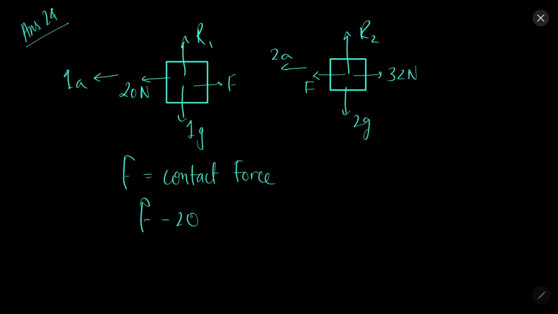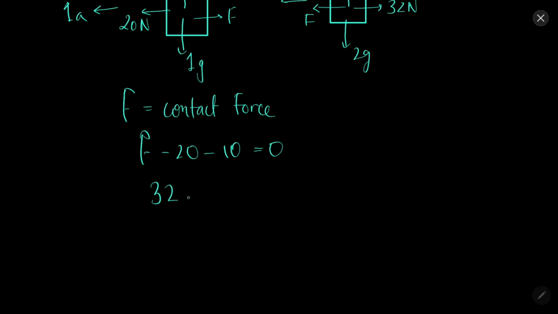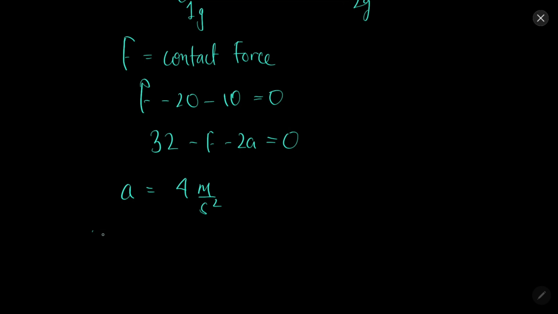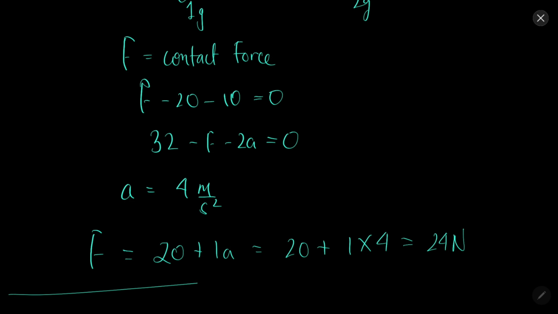So F minus 20 minus 1a equals 0. 32 minus F minus 2a equals 0. From these two equations you can find a will be 12 by 3, or 4 meters per second squared. So contact force F equals 20 plus 1a, that is 20 plus 1 into 4, that is 24 Newton.